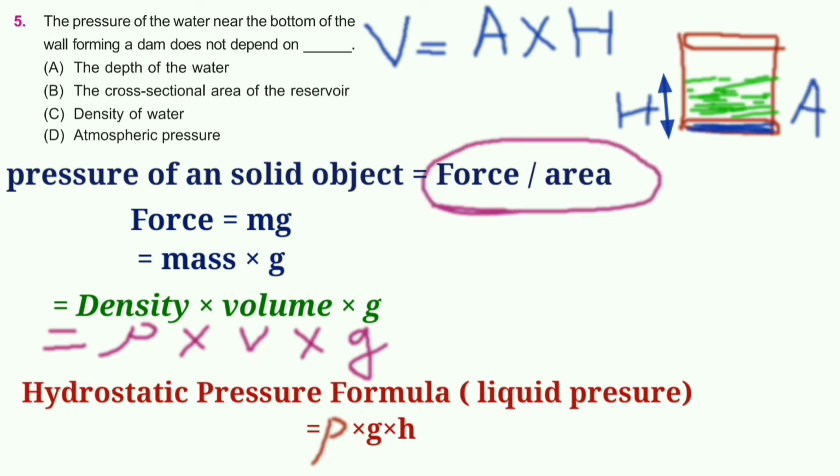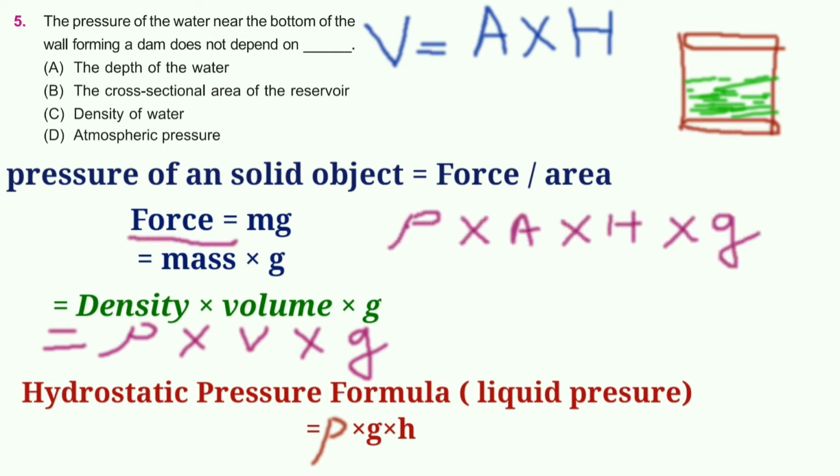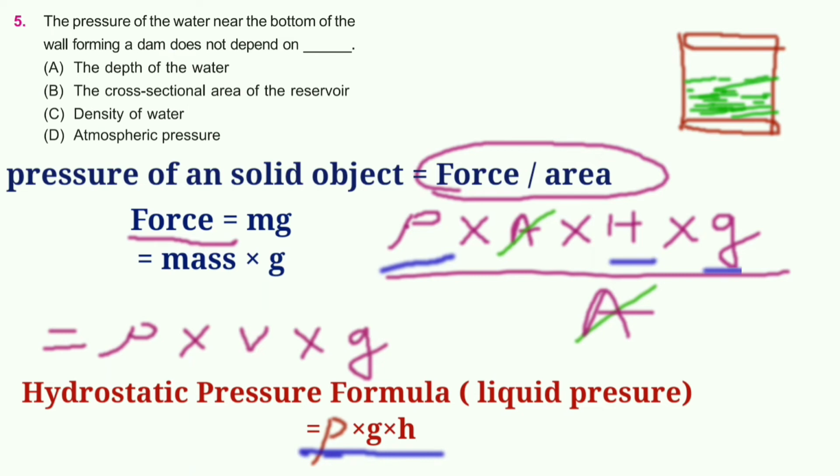Already we have written pressure equals force divided by area. We can replace force with rho into A into H into g. We can cancel the area, so pressure equals rho into H into g. It means density into height of the liquid into acceleration due to gravity. H is the height of the liquid in the container.